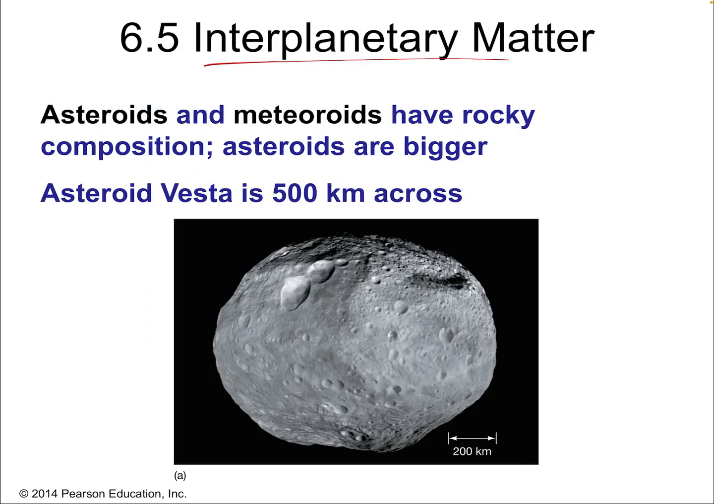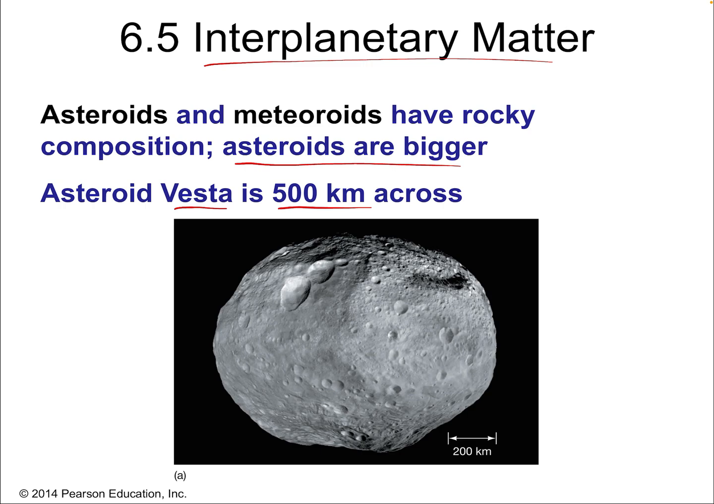Okay, so on to interplanetary matter. So the asteroids and the meteoroids have rocky composition. Okay, asteroids are bigger than the meteoroids. Okay, here's one of the most massive of the asteroids, Vesta, right? One of those eight that's greater than 300 kilometers. Vesta is about 500 kilometers across.